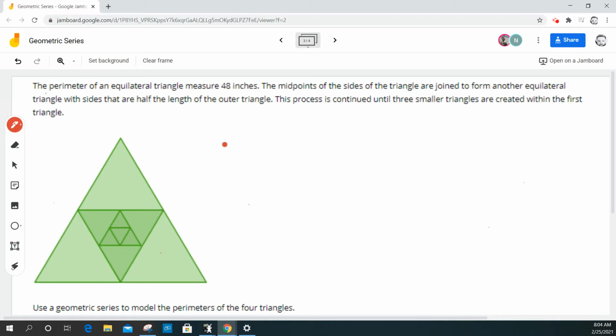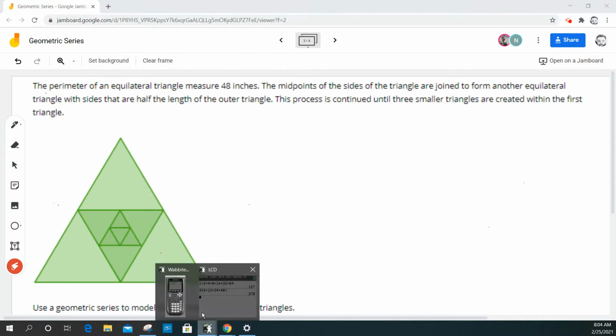Okay, so the perimeter of the equilateral triangle is 48 inches. So what that means is if I take this side and this side and this side, it equals 48. In fact, to get 48, I think it's 16 times 3, right?